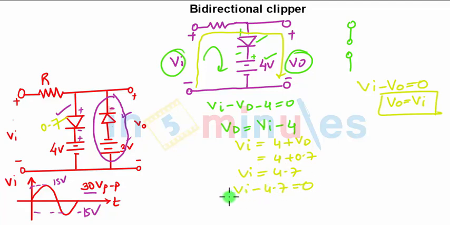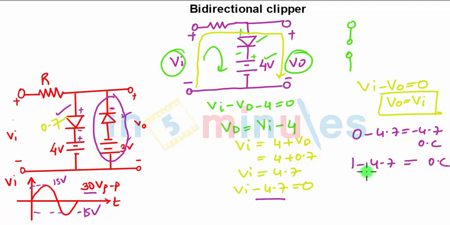So now we need to overcome the voltage of 4.7. Until and unless we are going above 4.7, the diode will not be short circuited. So initially your VI will be 0 minus 4.7, the diode is open circuited. Then 1 minus 4.7, it is greater, the diode will be open circuited. Similarly till 4.7, the diode is not short circuited. After 4.7, the diode will be short circuited.